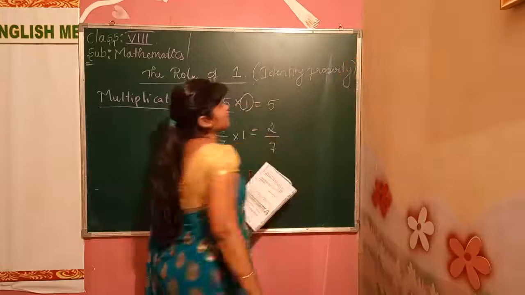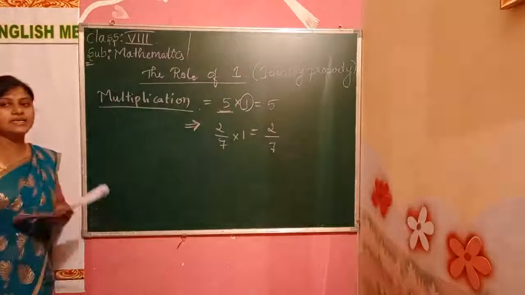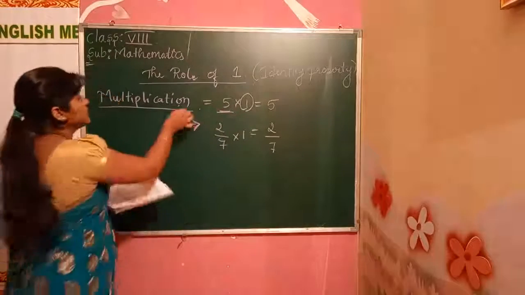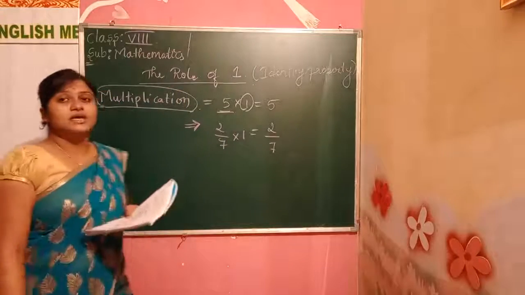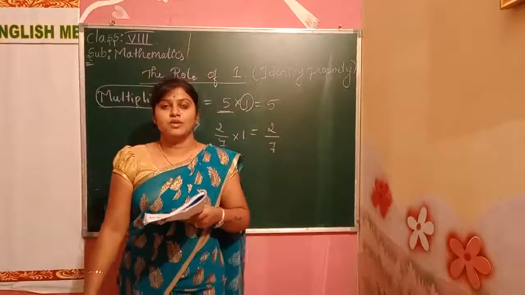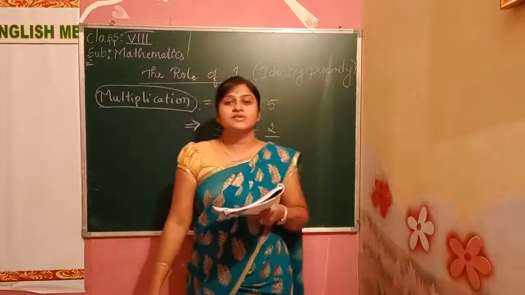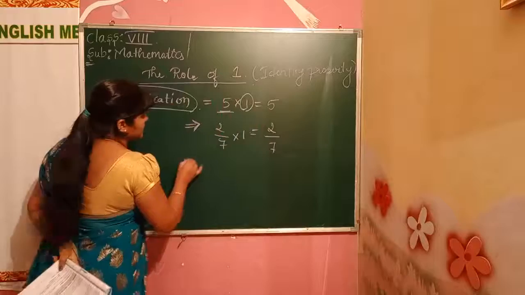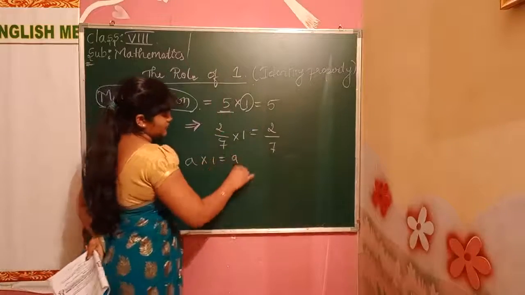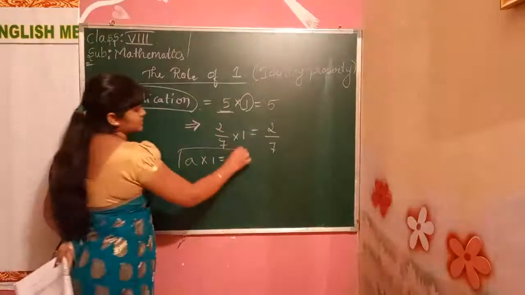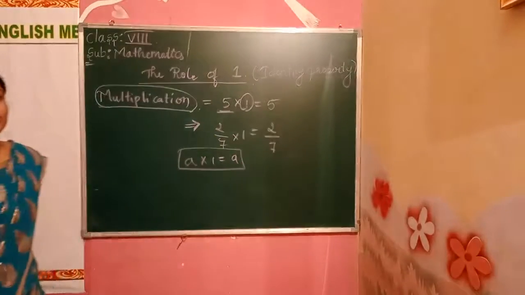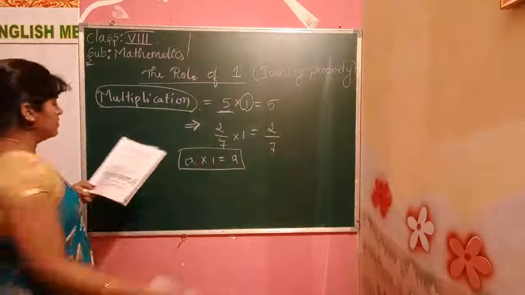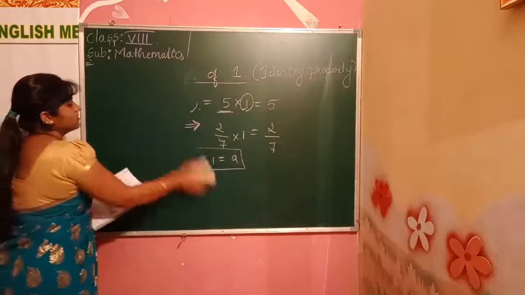Identity property. It is also called as a what? Identity property. Understood? In this we are using the multiplication operation. In the previous property, which is the 0 property, we used the addition operation. For this, the statement will be like this: a into 1 is equal to a. This is the property of identity. Understood now? Okay, we'll move on to the next one.